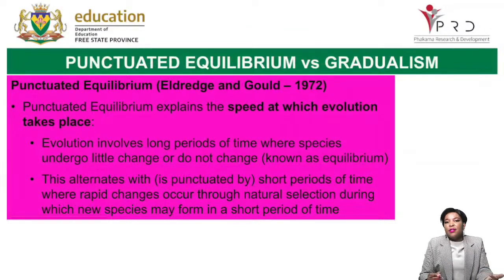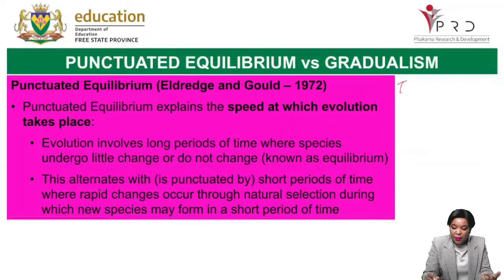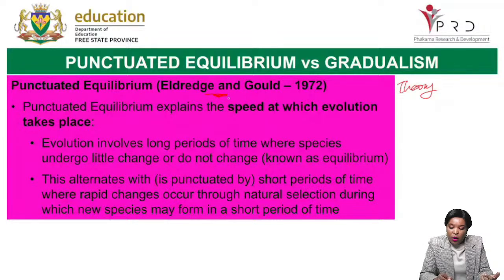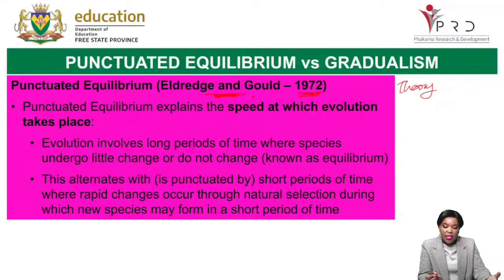Then another theory is punctuated equilibrium versus gradualism. This theory, I said it's a theory as well. The people who came up with this theory are Eldridge and Gould. Remember them? In 1972. So this is the most recent, 1972, in the 1900s, not in the 1800s.